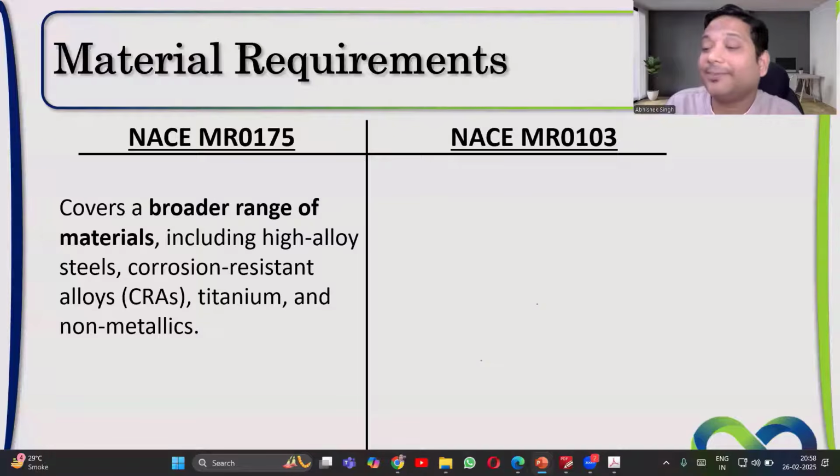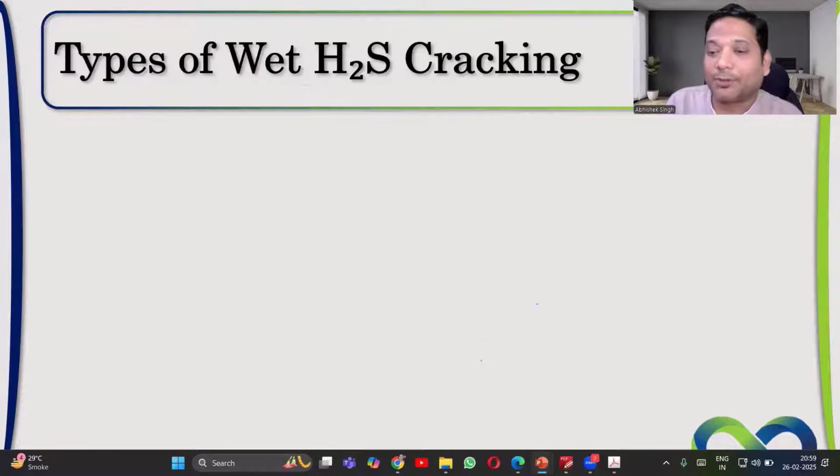175 has them, 0103 also has them. So the commonly used materials are not very different in both. Yeah, so that is the basic difference. Now we'll build more when we talk about the application. So we'll see that.